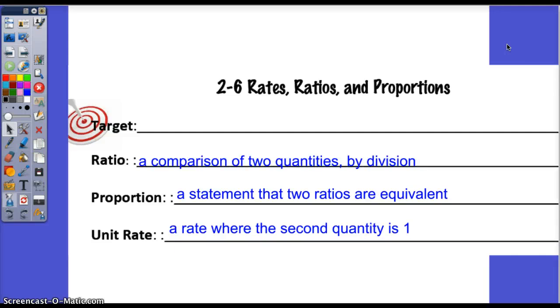Good morning. We're going to be talking about rates, ratios, and proportions. There are three different definitions on your notes, and your learning target is that I can find a rate, ratio, or proportion in life.